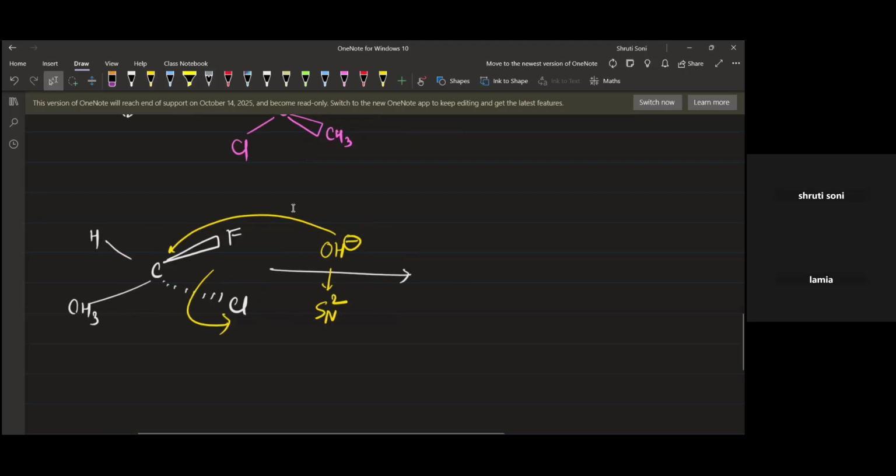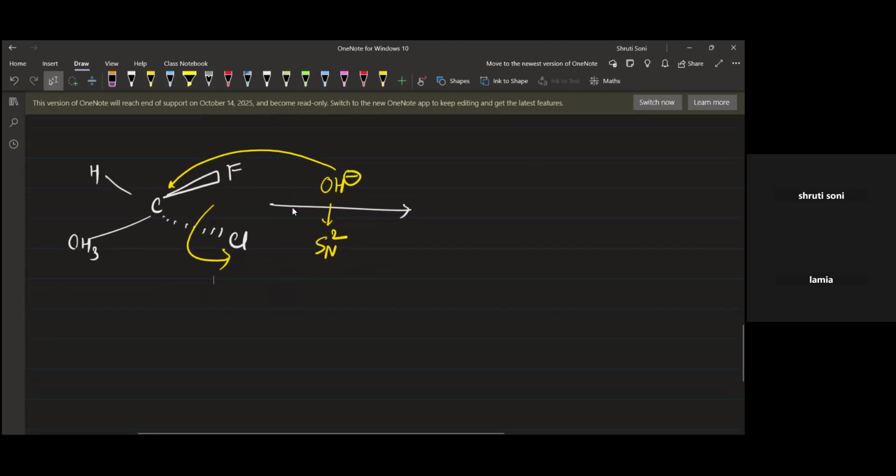Yes or no? Why will chlorine remove firstly, not fluorine? Fluorine is a lot more strong. Do you know the leaving group tendency?